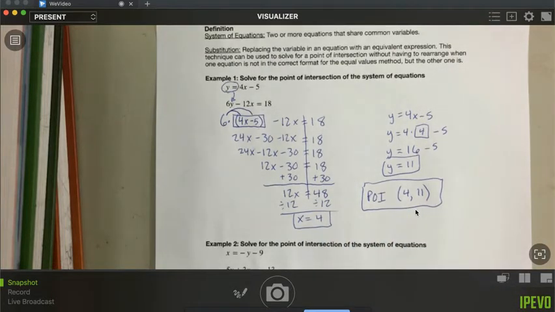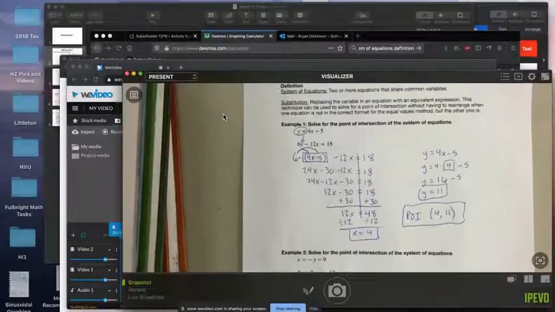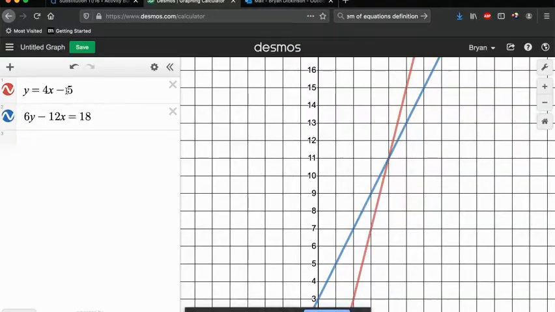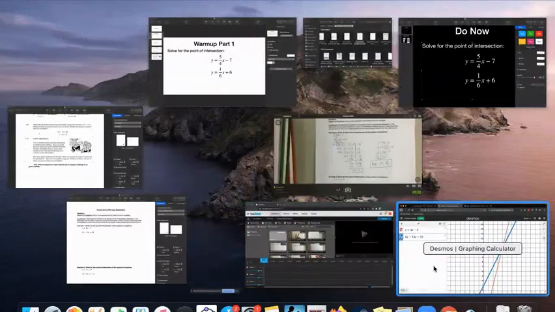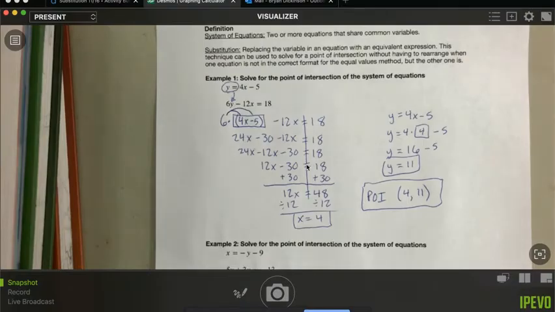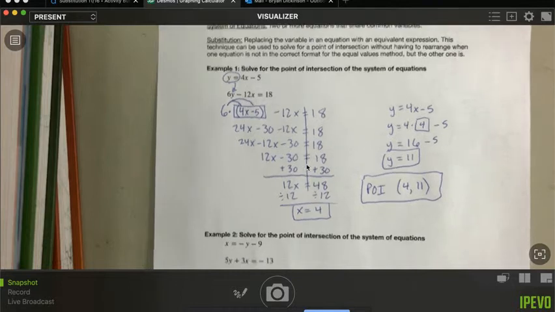All right, and just to verify, if I take a look at the graph of these two equations, oops, wrong screen. There are my two equations. Sure enough, they cross at (4, 11). And so that's just confirmation that my substitution technique works. All right, so let's take a look at one slightly different situation.